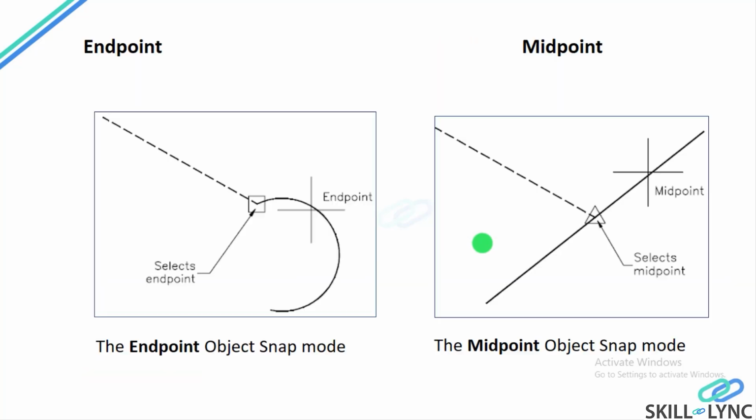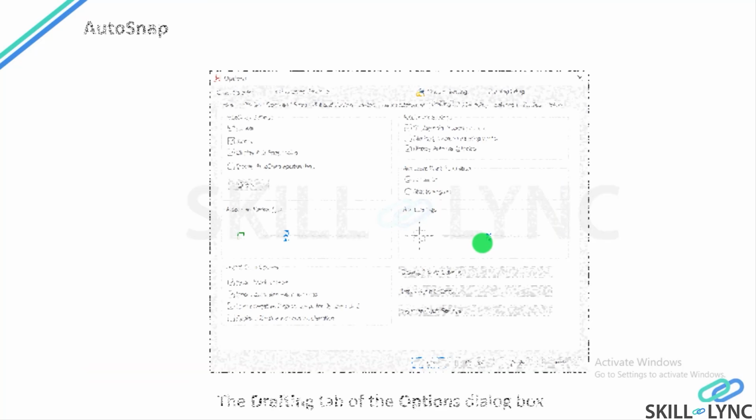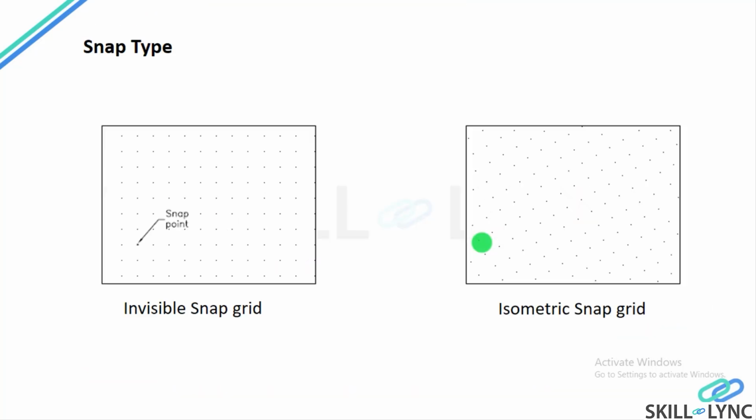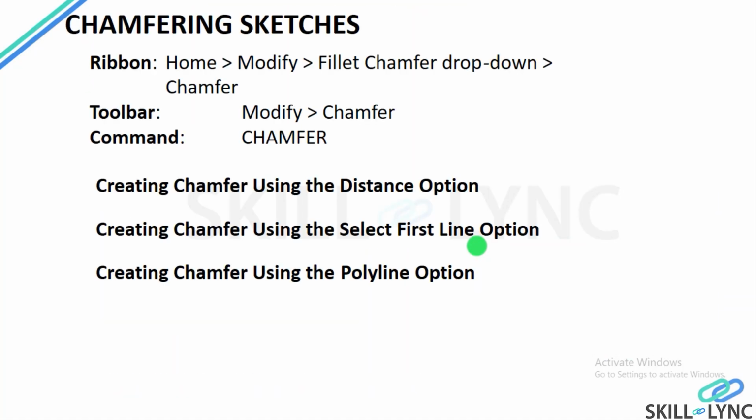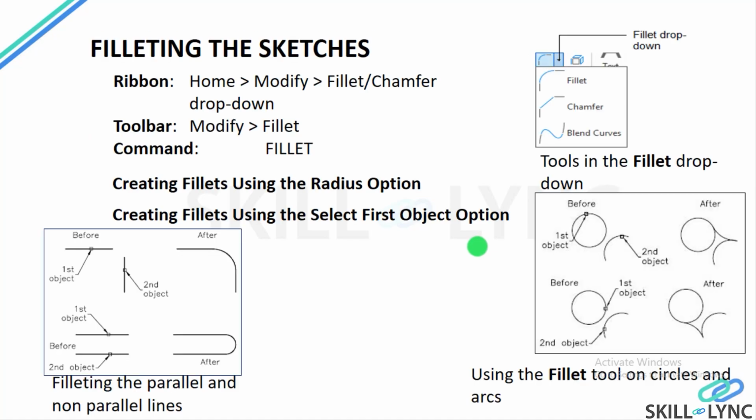So let me come down to the filleting option. Now what is fillet? Fillet is basically creating a curve between two lines, right? It can be a curve at the corner of a rectangle, at the corner of a polyline, or at the point where two lines meet, right? So it can be used from the ribbon, toolbar, and command. I have been using it in the previous commands also.